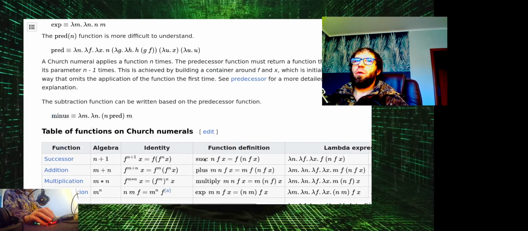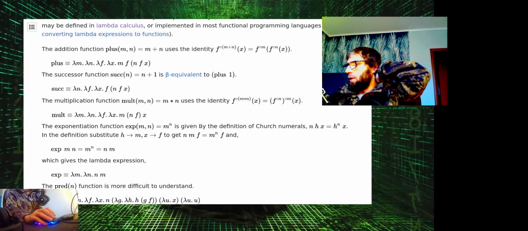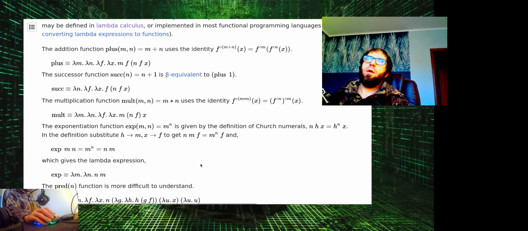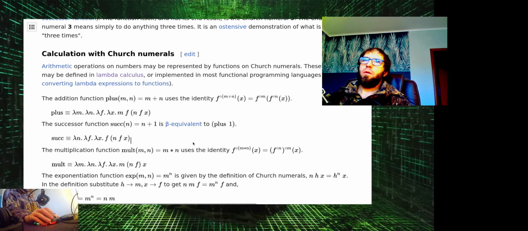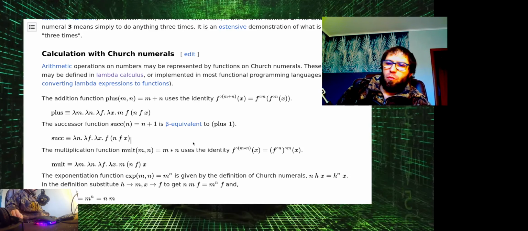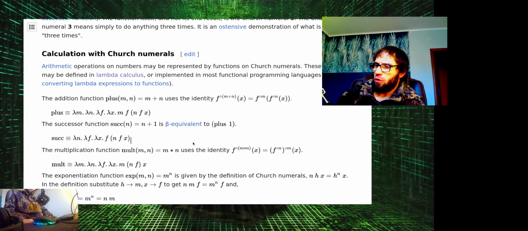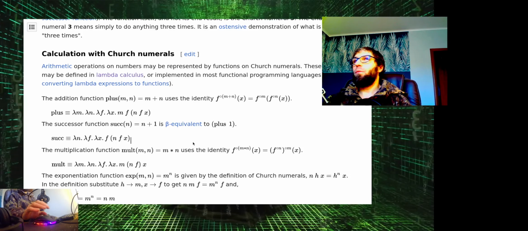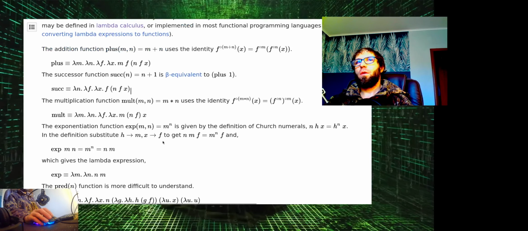Okay, in the previous video we talked about how to encode natural numbers in lambda calculus, the Church encoding of Church numerals. And we also talked about how we can do the addition of two numbers and how we can do the successor function. And today let's talk about how we can do the multiplication of Church numerals.